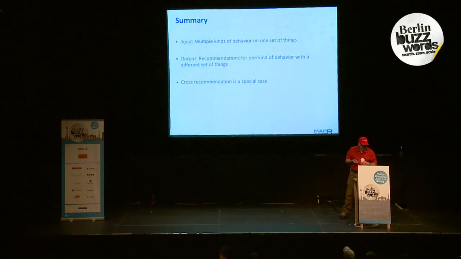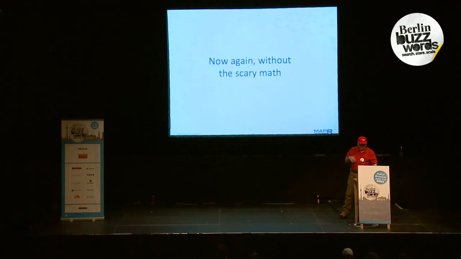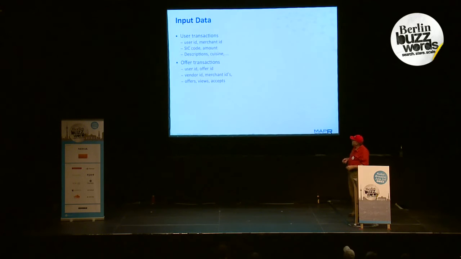And so the input is multiple kinds of behavior, the output is recommendations for one kind of behavior with different kinds of history. And cross-recommendation is a special case there. Now, we can do this again without the scary math part, without the big matrices.